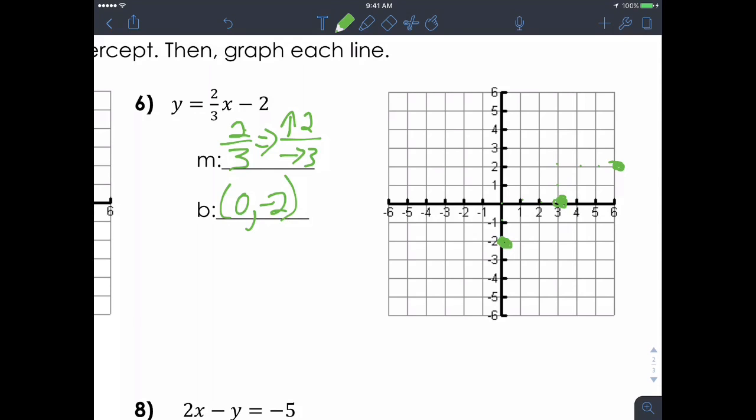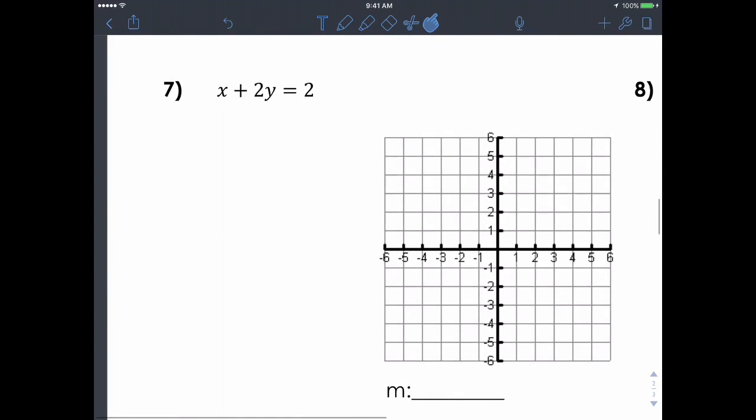And now I'm going to go the opposite directions. So instead of up, I'm going to go down 2. Instead of to the right, I'm going to go to the left 3. So I'm going to go down 1, 2, to the left 1, 2, 3. And I can do that one more time. Again, it's better to do this so that you have more of an accurate graph. So now I'm going to go ahead and connect these 5 dots, and this is what the line looks like. Okay? Now, let's go ahead and take a look at number 7.